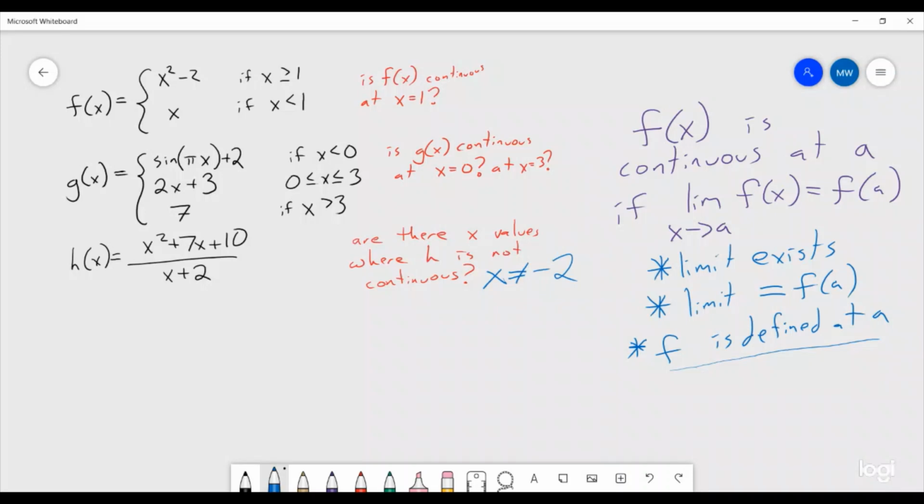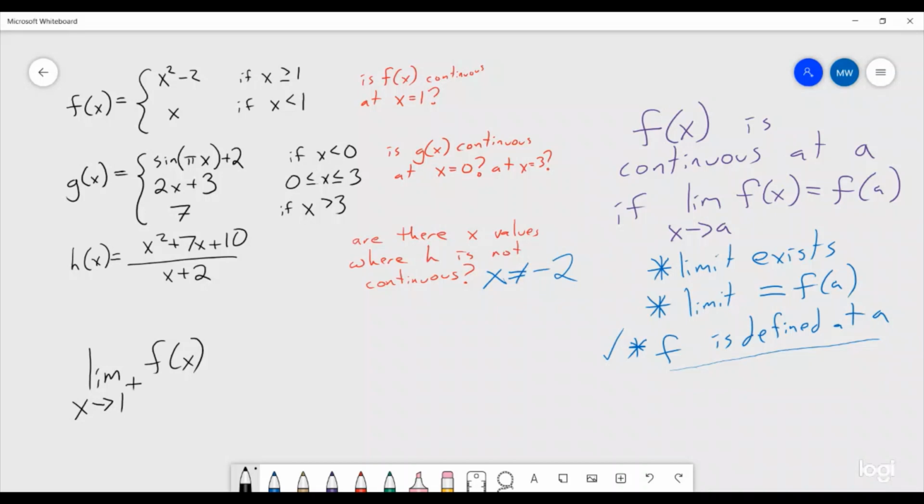so it cannot be continuous at negative 2. Now, let's go to f of x, because f of x is defined everywhere, so we've taken care of the last condition. The question is, does the limit exist? So at x equals 1, what's the limit as x gets close to 1 of f of x? The challenge is that it's not always one rule. If we're bigger than 1, it's the first rule. If we're smaller than 1, it's the second rule. So we have to break this up into two pieces.